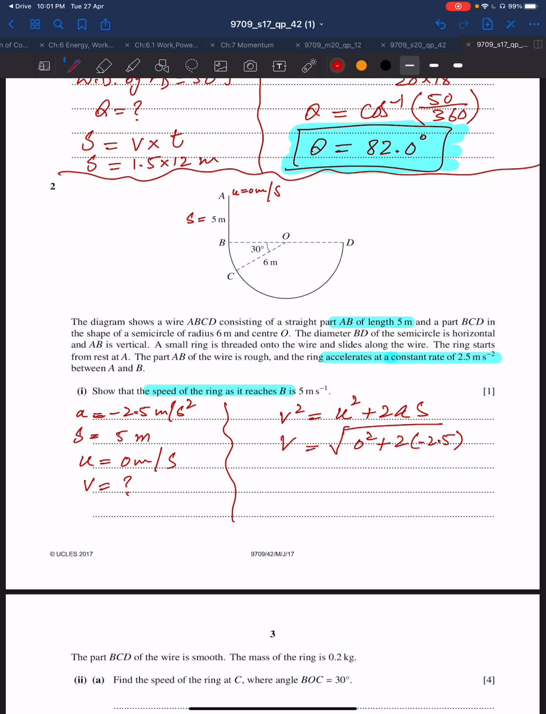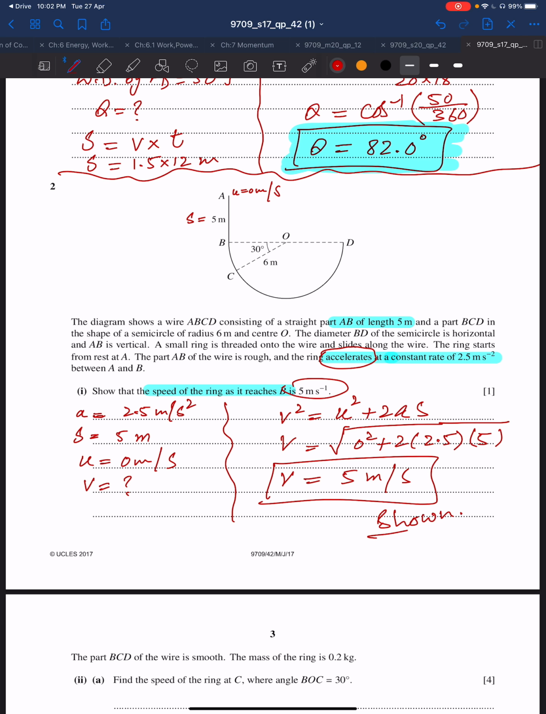Sorry, this was acceleration, I'm really sorry for that. This was acceleration 2.5 in 2as, and s is 5 meters. So we'll get v is equal to 5 meter per second. You are supposed to show that the final velocity is 5 meter per second. So that was acceleration, I thought this was deceleration. Okay, so you have shown what you were supposed to.